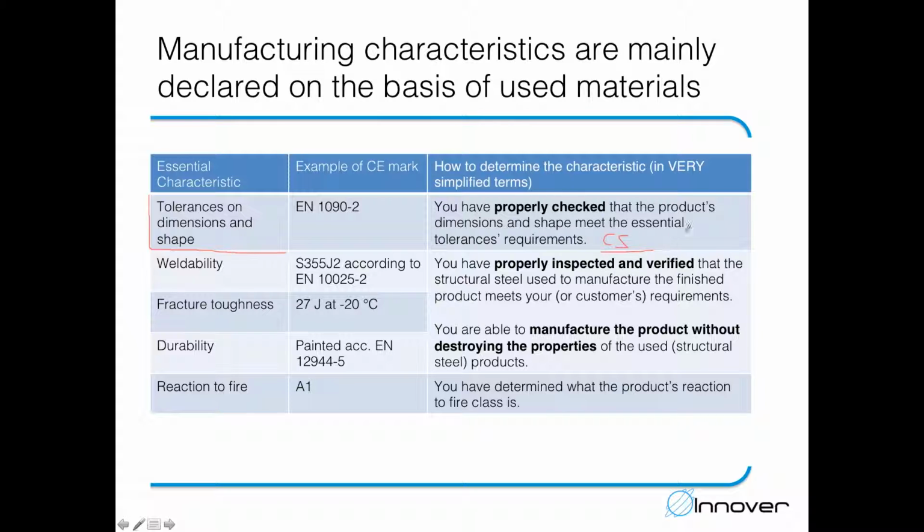So again, we have the component specification here. And the value or the class or however you want to call it that can be given to this essential characteristic is EN1092, meaning that the tolerances or essential tolerances meet the requirements of this specific standard and specifically Appendix D. So if you are ever going to declare the tolerances on dimensions and shape, you're basically saying that this product meets the requirements of EN1092 Appendix D.